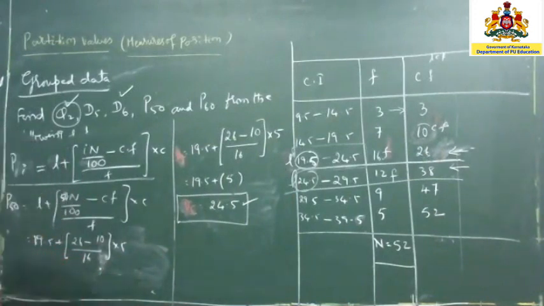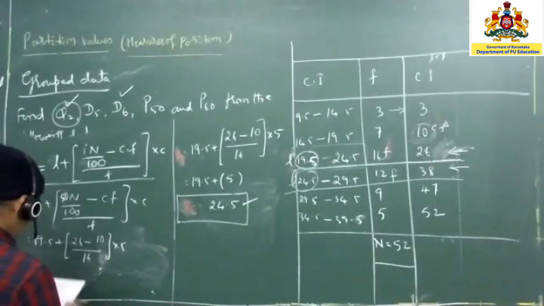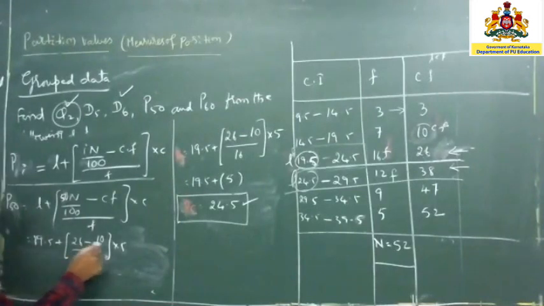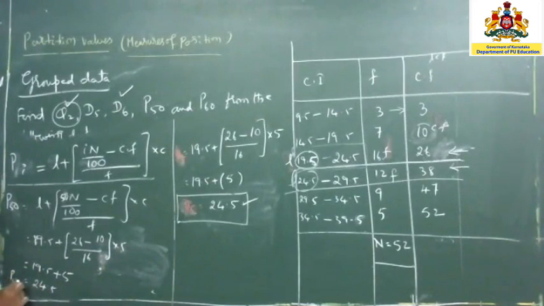And then P50, 26, we should get the same value. 26 minus 10, divided by 16, that's the correct one only. 26 minus 10 is 16, 16 by 16 is 1, 1 into 5 is 5. So here you are going to get the 5 after simplification, and 19.5 you will get. So 19.5 plus 5 is 24.5. So this is P50.